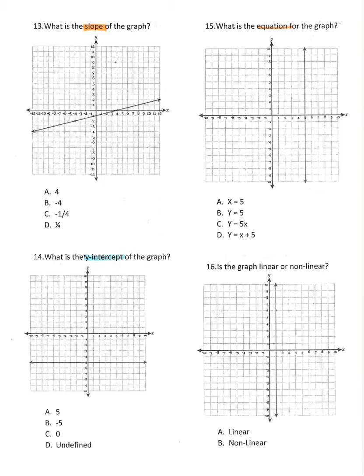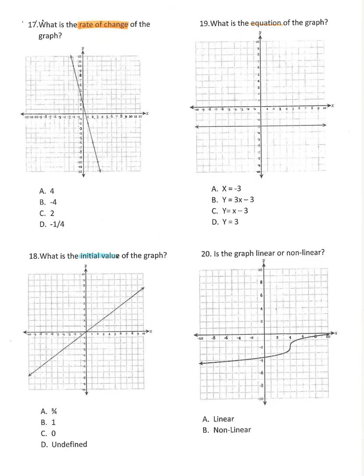Number 15, what is the equation for the graph? A, x equals 5, B, y equals 5, C, y equals 5x, or D, y equals x plus 5. Number 17, what is the rate of change of the graph? A, 4, B, -4, C, 2, or D, -1/4.